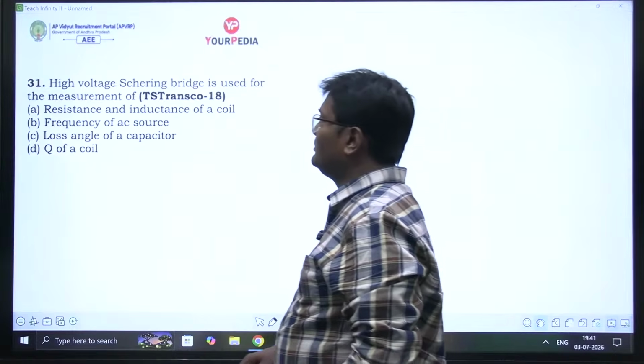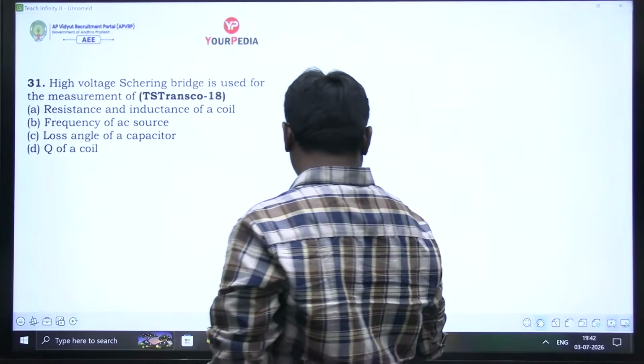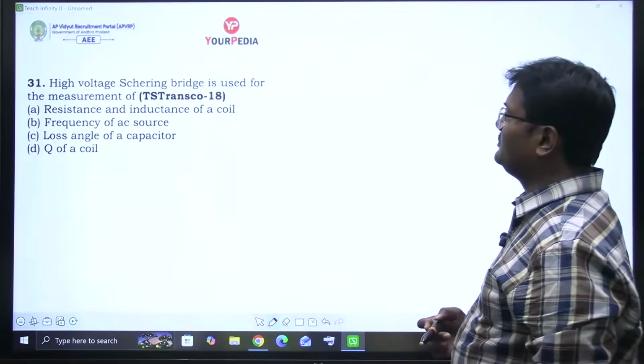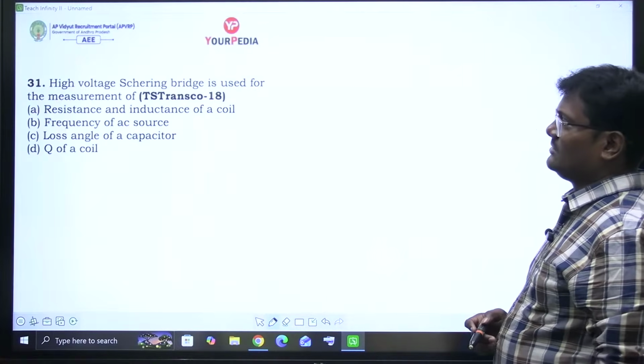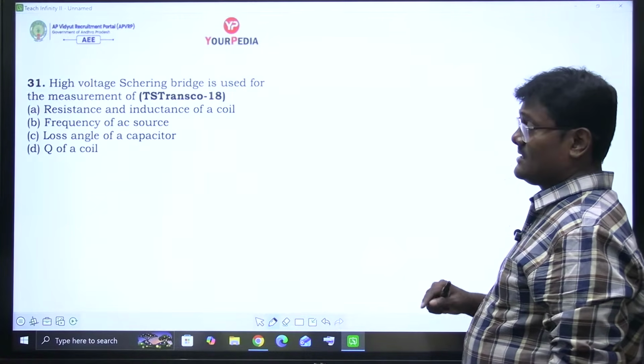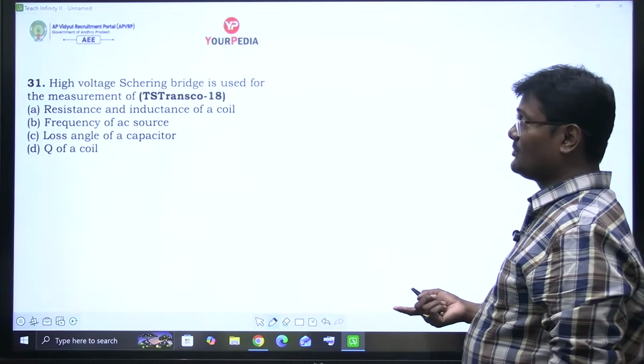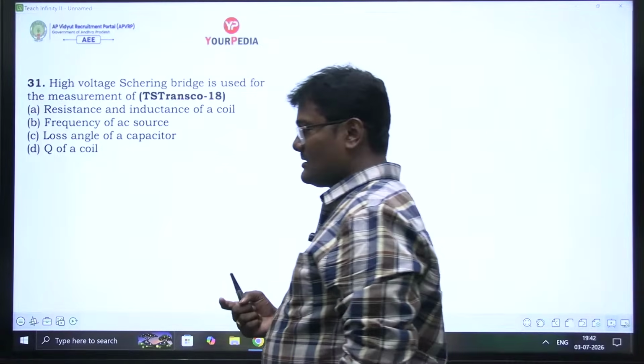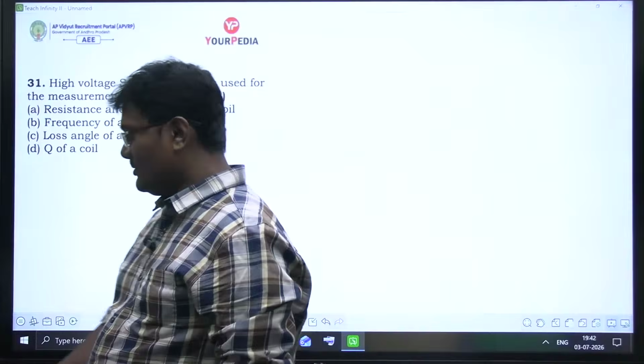High voltage Schering bridge is used for the measurement of: resistance and inductance, frequency of AC source, loss angle of capacitor. Okay, so check.